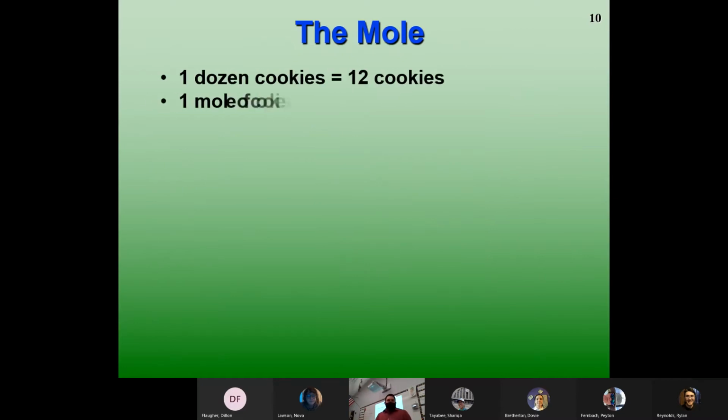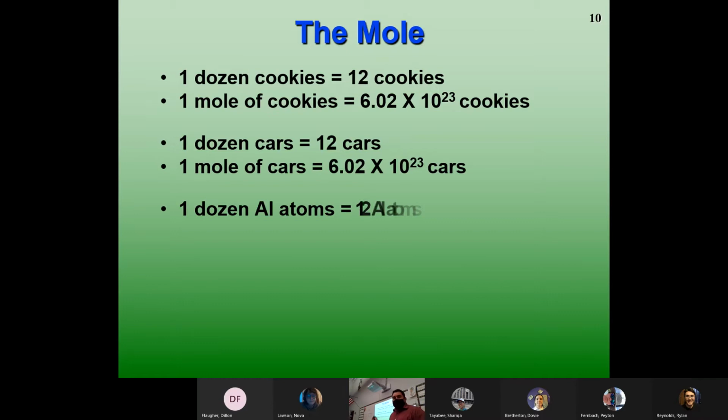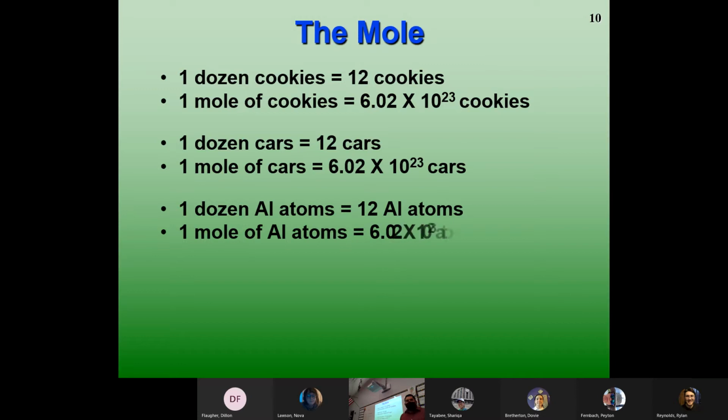So 1 dozen cookies equals 12 cookies. 1 mole of cookies equals 6.02 times 10 to the 23rd cookies, which is a lot of cookies. 1 dozen cards equals 12 cards. 1 mole of cards equals 6.02 times 10 to the 23rd cards. 1 dozen aluminum atoms equals 12 aluminum atoms. 1 mole of aluminum atoms equals 6.02 times 10 to the 23rd aluminum atoms.